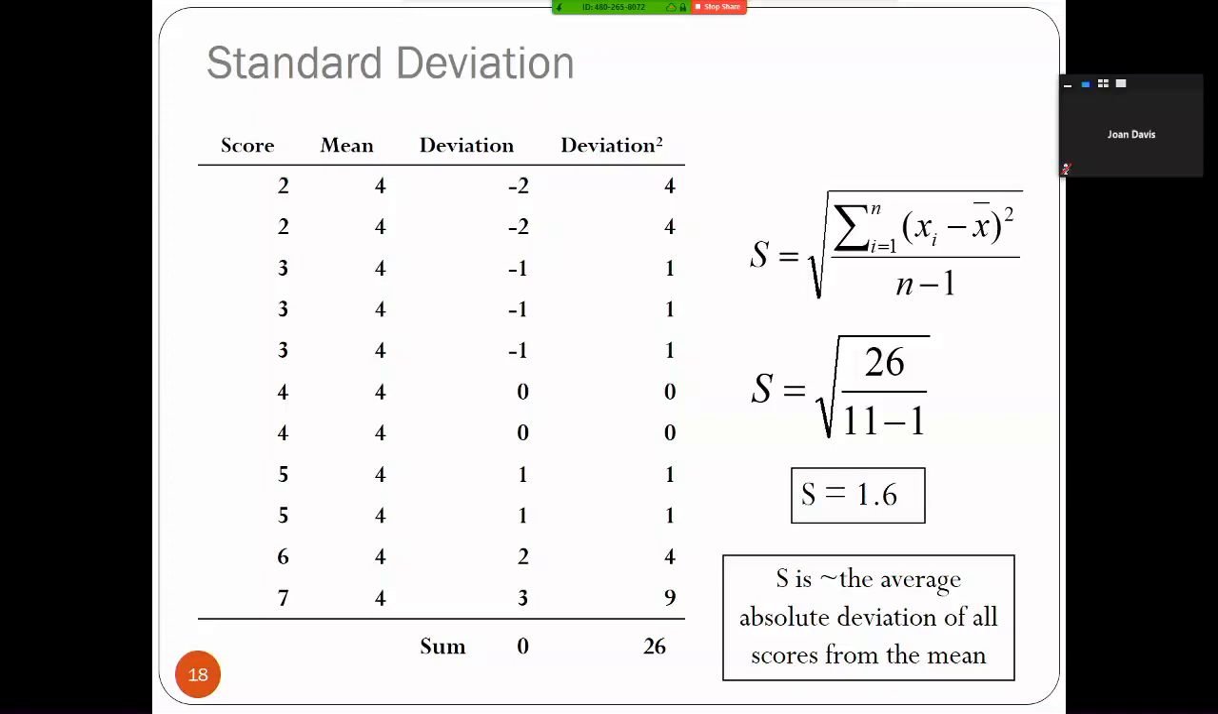It's a correcting factor. We're making an estimate, so one value is fixed. So we have to remove one value from the denominator here. So we then take 26 divided by 10, and then we take the square root of that. Because we squared them at this point, we have to take the square root to convert them back to the original raw score units. So all a standard deviation is, roughly, is the average absolute deviation without regard to negative, positive.